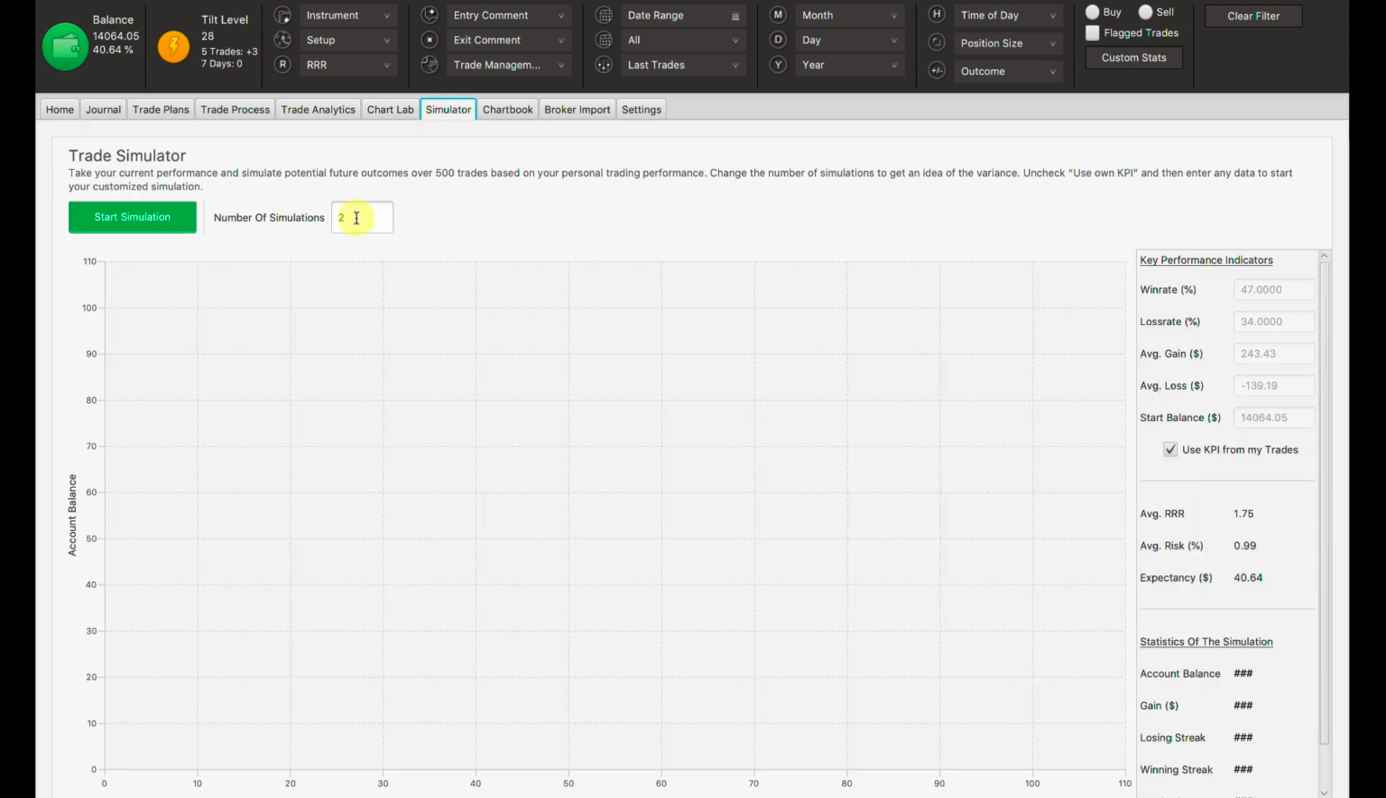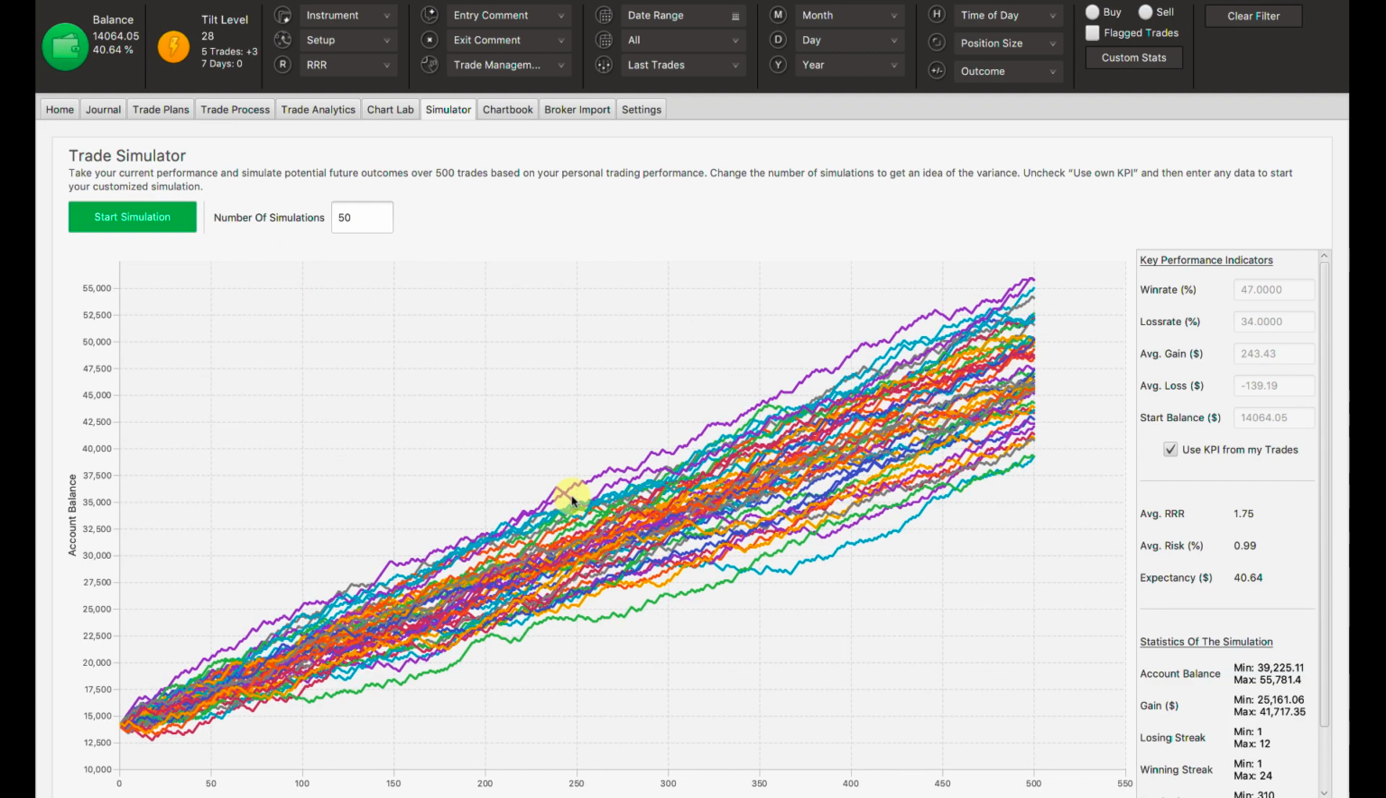If we go to the simulator, you can extrapolate your performance into the future. Do you have a positive expectancy going forward? What can you expect over the next 500 trades if you keep trading like this?